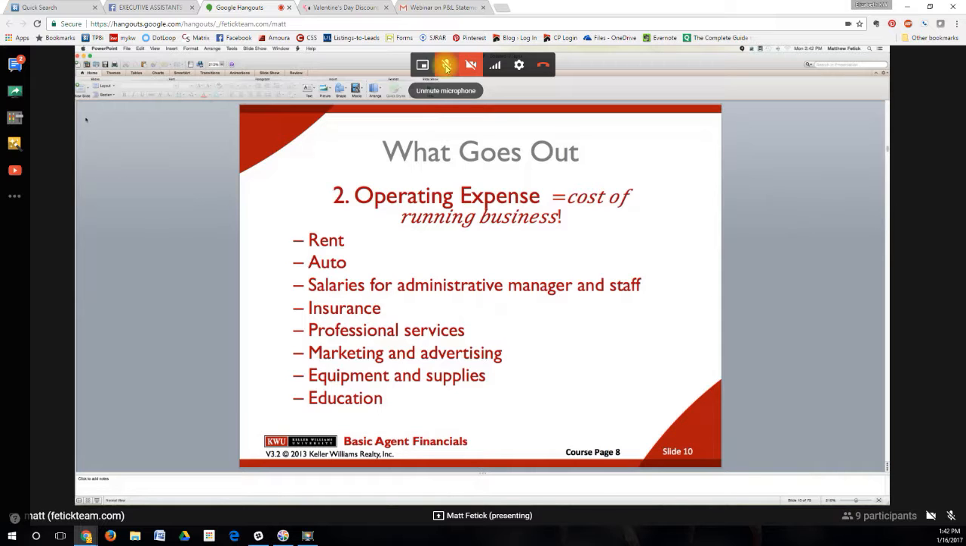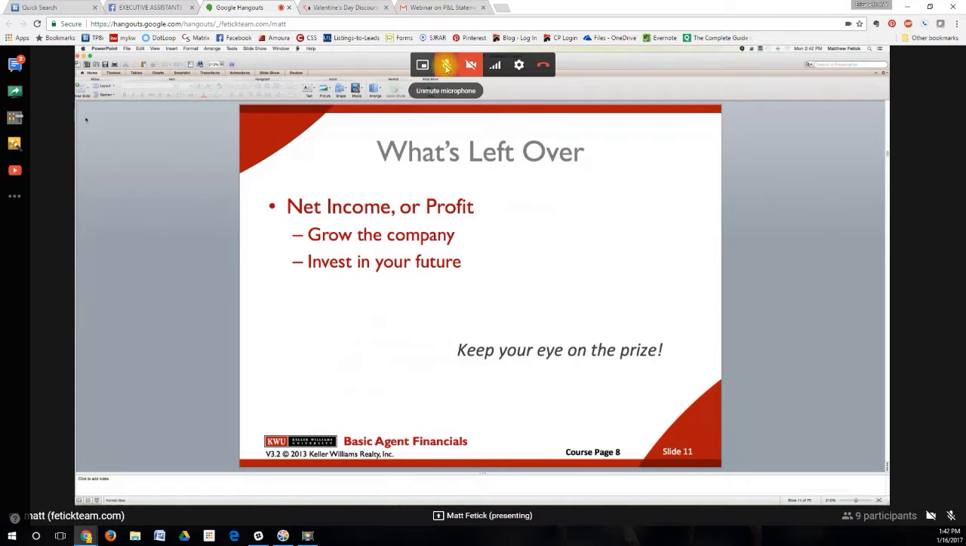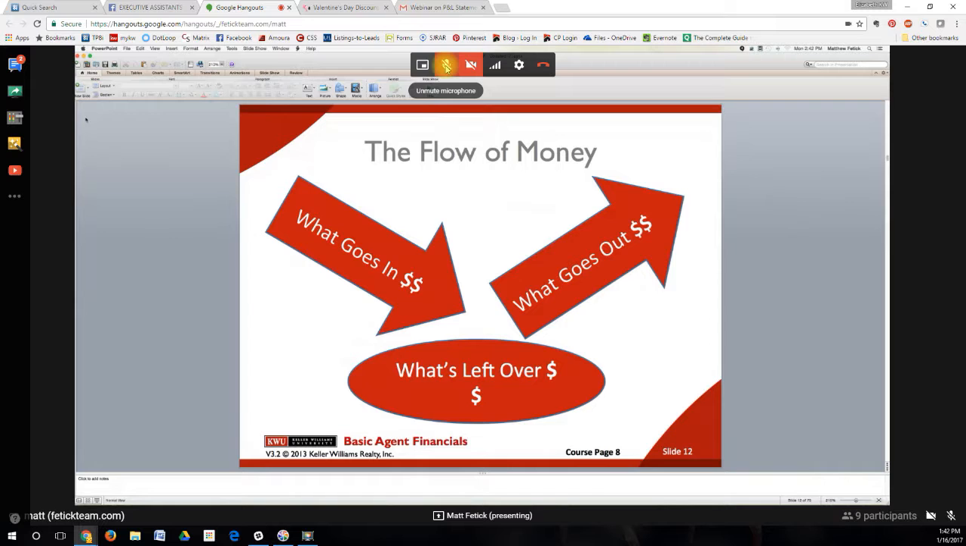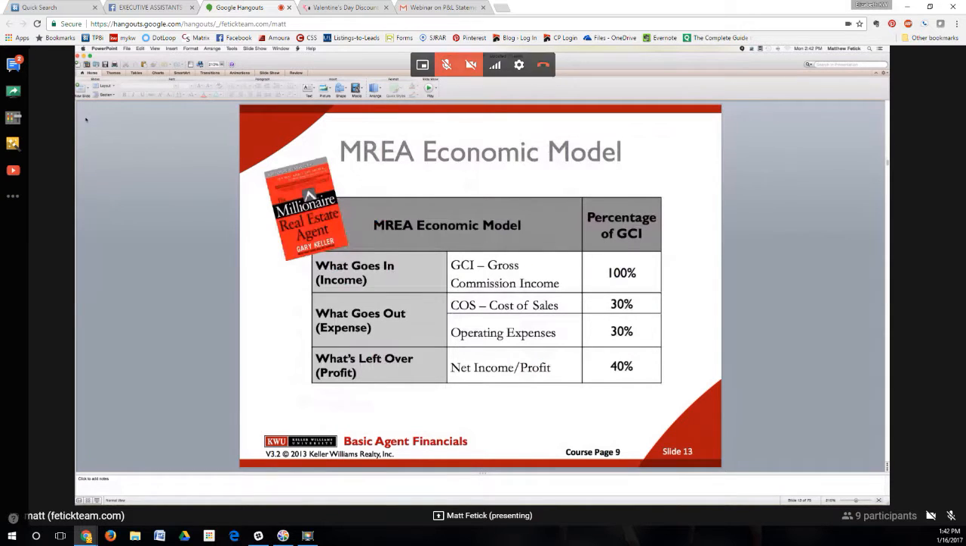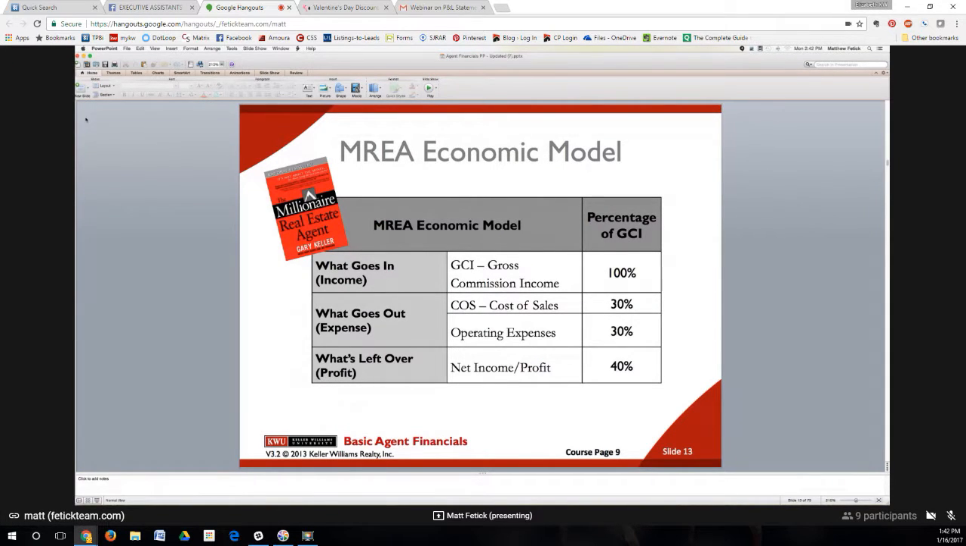Okay, so then here, let me drop down and show you. We're going to have to flip through a bunch of slides. Here's the MRE economic model. The economic model would be that 100% of the commission is tracked, that you spend 30% on cost of sale, 30% on operating expenses, and you drive 40% to the bottom line.